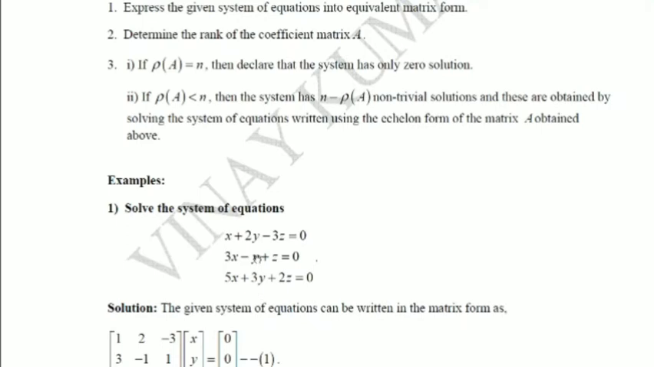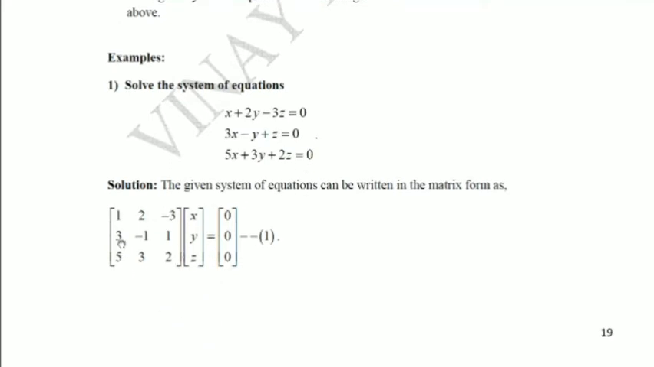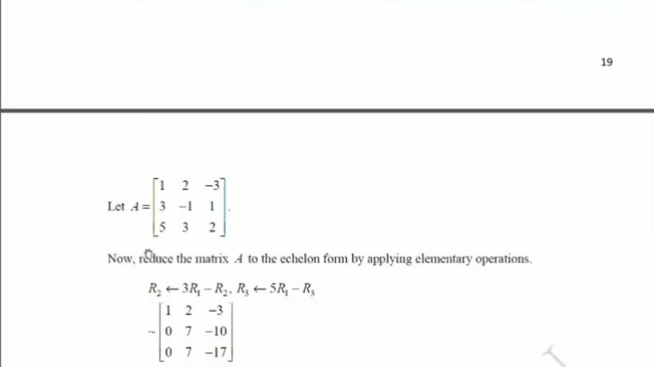Now let us express this one in the matrix form. Coefficient of x is 1, coefficient of y is 2, coefficient of z is minus 3, you have to take it along with the sign. Coefficient of x is 3, coefficient of y, nothing is written, means minus 1, and coefficient of z is 1. Then 5, 3, 2, multiplied by the unknowns x, y, z written in a column, and the constants. What are the constants? 0. Now let us call this matrix A and find the rank of the matrix.